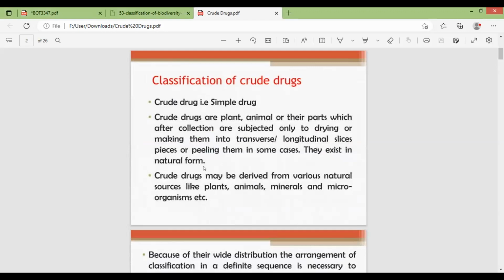It's just here, the crude drugs are plants, animals, or their parts which after collection are subjected only to drying or making them into slices, pieces, or peeling them in some cases. They exist in their natural form. It's something I just like to show you.